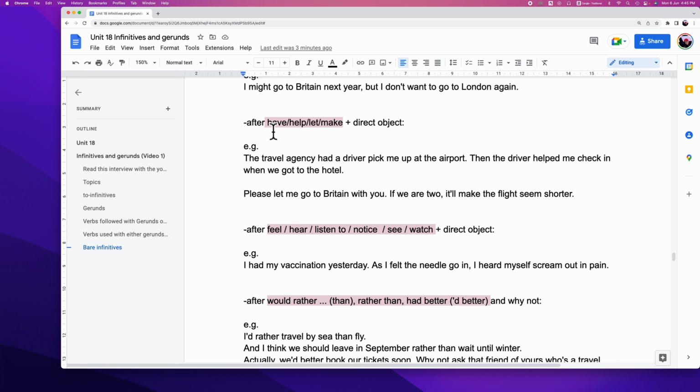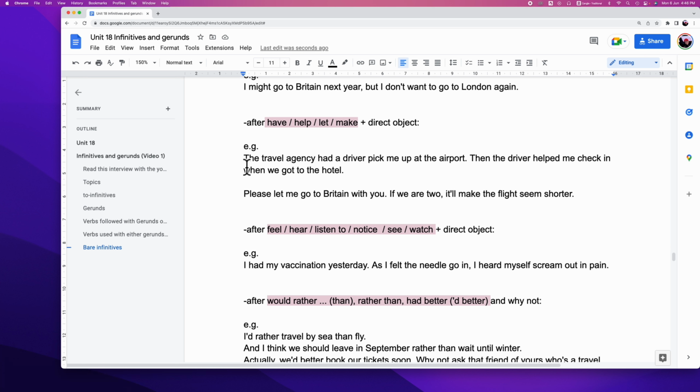There are four color reds that plus a direct object, and afterwards we follow a bare infinitive. And the bare infinitives function as a yellow, modifying the direct object. Let's take a look at the examples. For example, these four verbs: have, help, let, as well as make, plus a direct object. Then we will follow a bare infinitive.